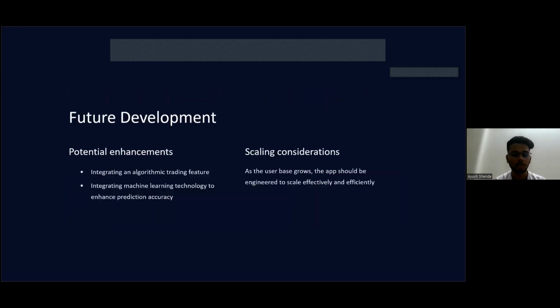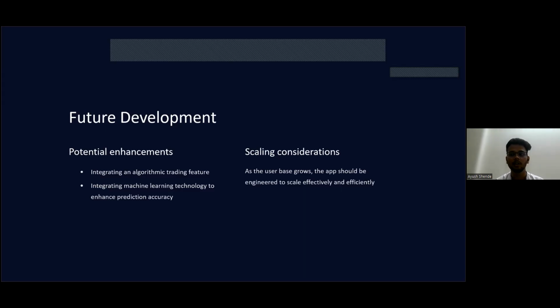So the future development part of this project will be potential enhancement, like integrating algorithmic trading features as well as integrating some machine learning technologies to enhance the prediction accuracy, and then scaling our application. As the user base grows, the app should be engineered to scale effectively and efficiently.